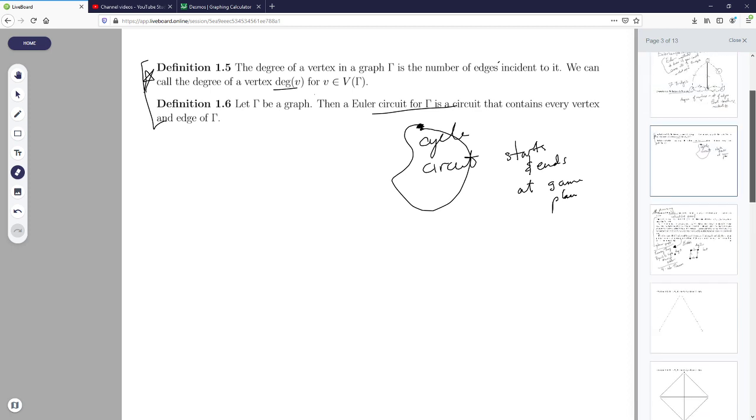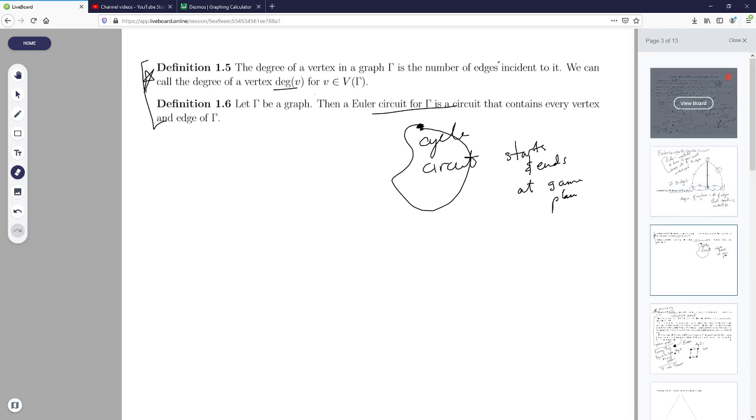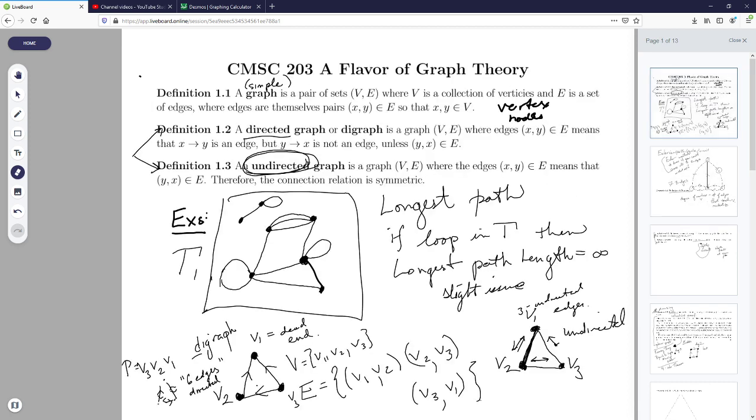So if you remember last time, we were messing around with graph theory. So let's just review quickly. A graph is generally something that has a set of vertices and has a set of edges.